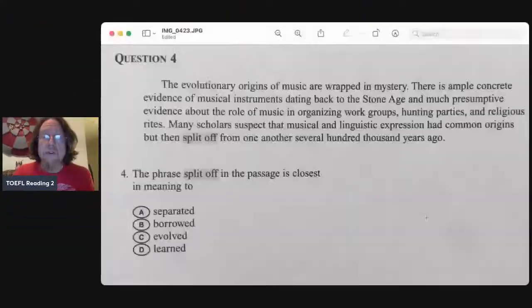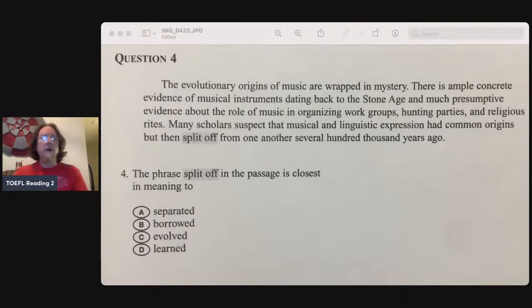Nice to see you. Okay, one more question about the origin of music. Where did music come from? A long time ago in the past. This is like a music and anthropology question. All right, here we go. Listen carefully as I read this passage about music, evolution, and music origins. Listen carefully, read along with me, and then we'll answer the question. Question 4.